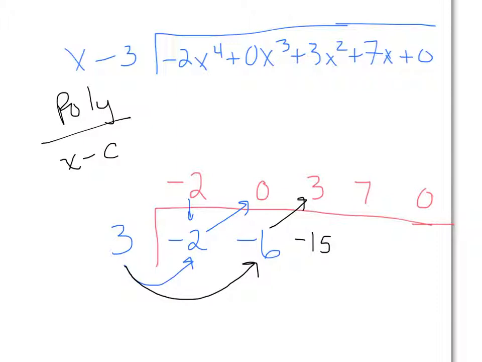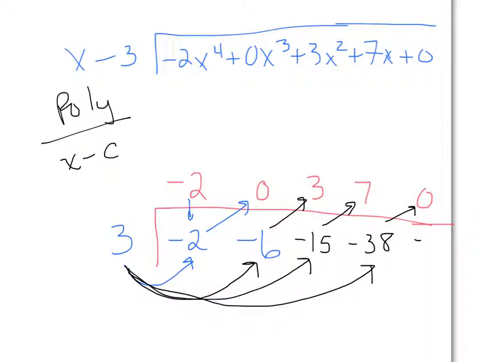Again, Ben, what do you got for the next one? Multiply and add. You get -38. Good. And the last one? Mental math. The last one? -114. Multiply and then add 0. So that part at least is easy. -114. Can anybody guess as to what this is going to look like as an answer?